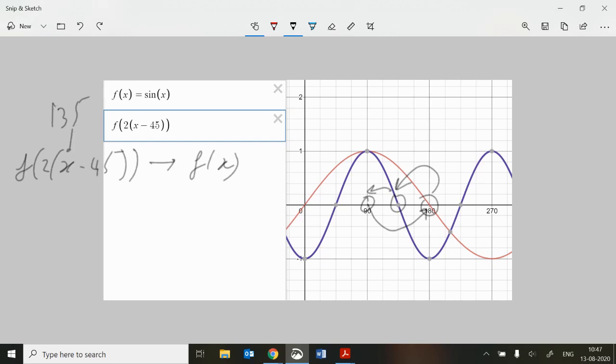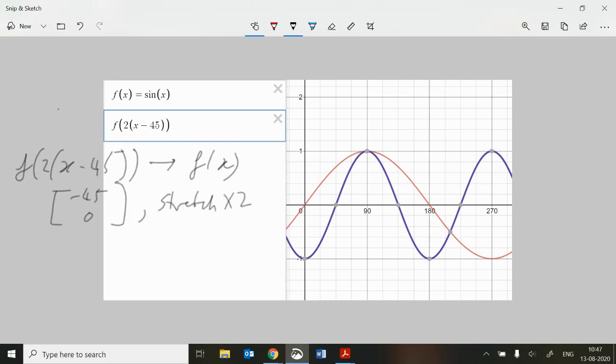So let's just take some of that backwards. So what are we saying here? We're saying that, first of all, we need to do a translation of minus 45 on all of our points. So I chose one point there, but it works for all of our points. And then follow that by a stretch of a scale factor of 2 in the x direction.